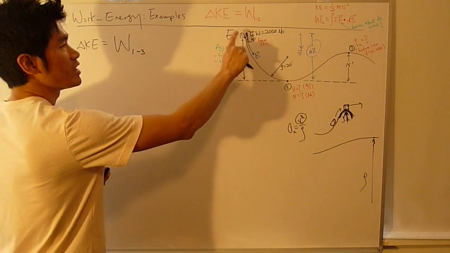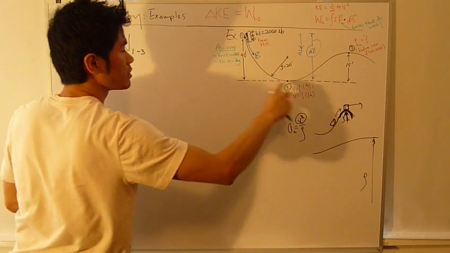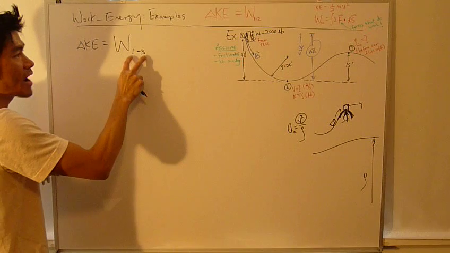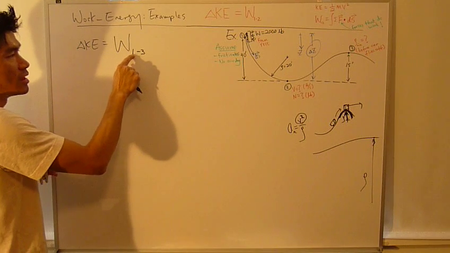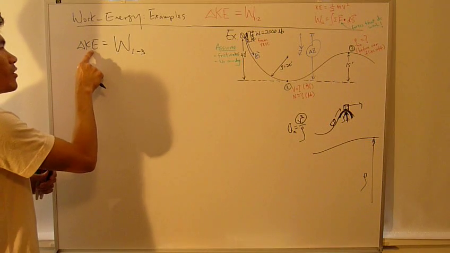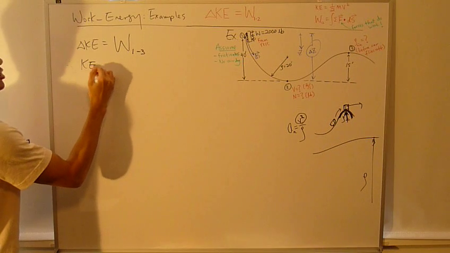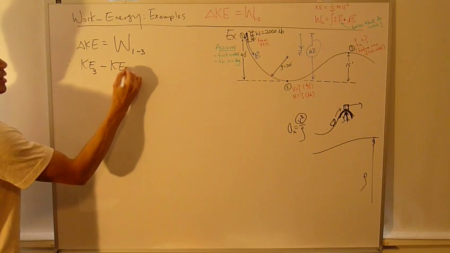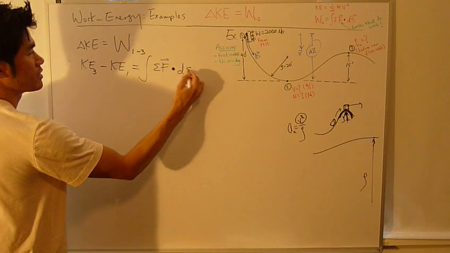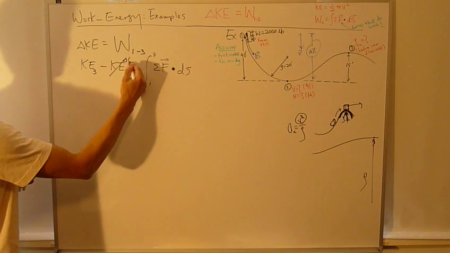I'm really concerned with these two points, 1 to 3, that's all. I'm not concerned with anything in between. Position 2, I don't care about. Now, the advantage of choosing position 1 as the initial position is that velocity is 0, so the kinetic energy term goes to 0 right away. So KE3 minus KE1 equals the forces dotted with ds, going from 1 to 3.